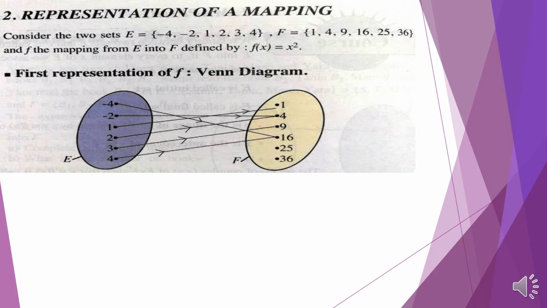Now we have to look at the Venn diagram. There is a relation from minus 4 to 16, since minus 4 squared is 16. There is a relation from 4 to 16. Look at the initial set. In the initial set, there is only one arrow, not two arrows. But in the final set, sometimes you see two arrows arrive at the same element. It does not matter in the mapping.